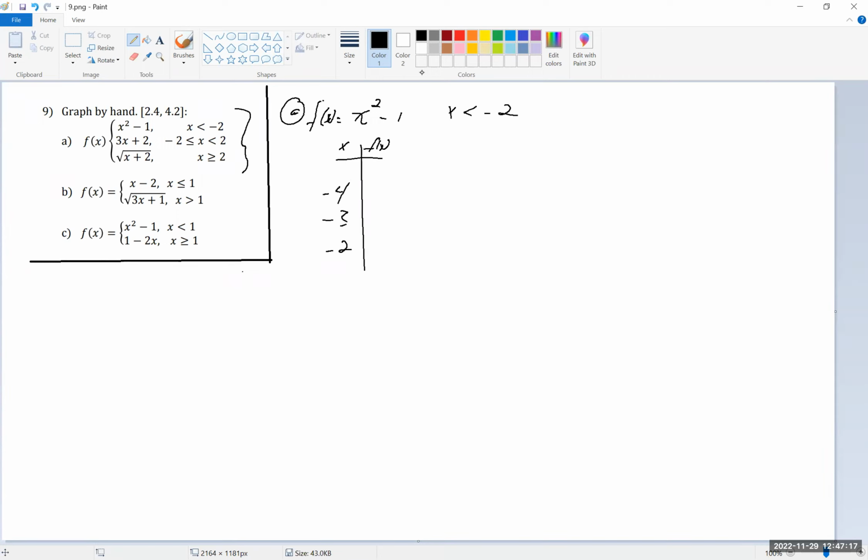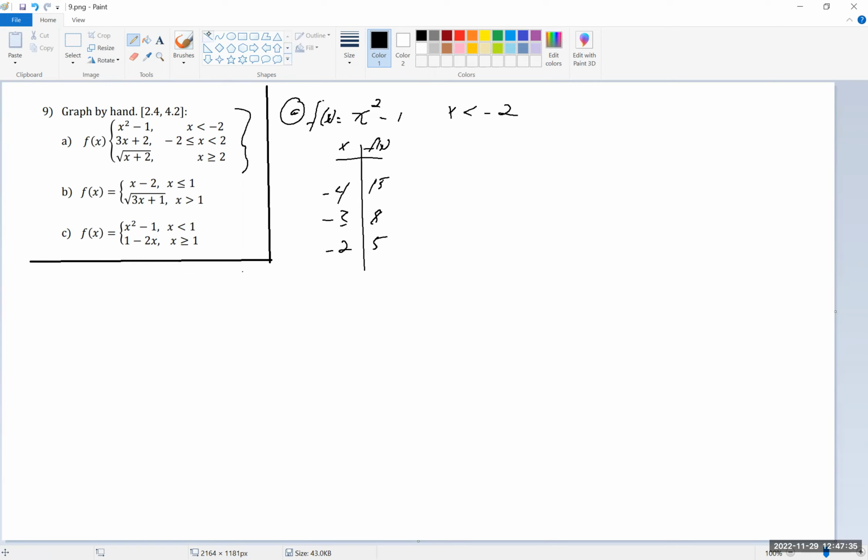So -4 squared is 16. 16 take away 1 is 15. -3 squared is 9. 9 take away 1 is 8. -2 squared is 4. Take away 1 is 5.